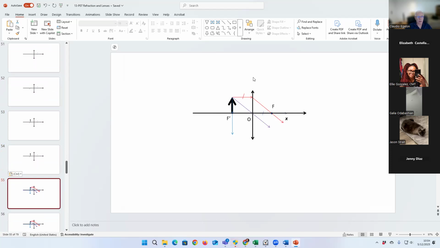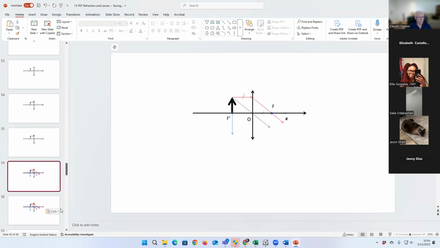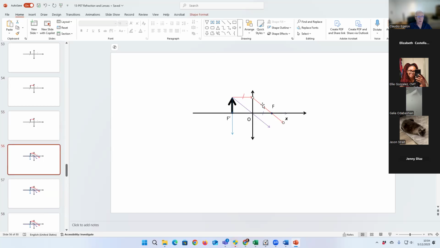Next one is going to be light rays parallel to the main axis. They converge towards the focal point.